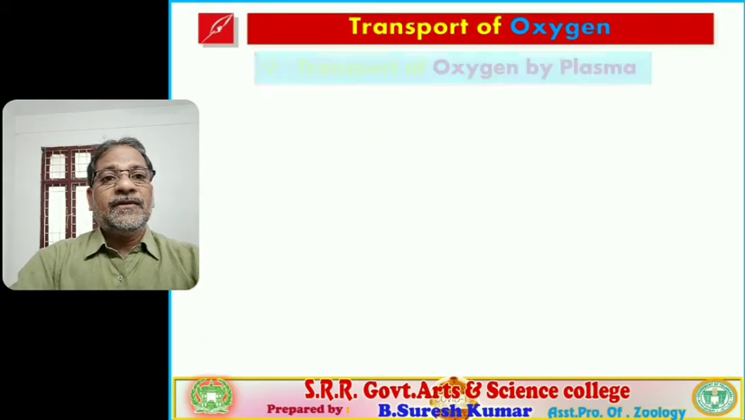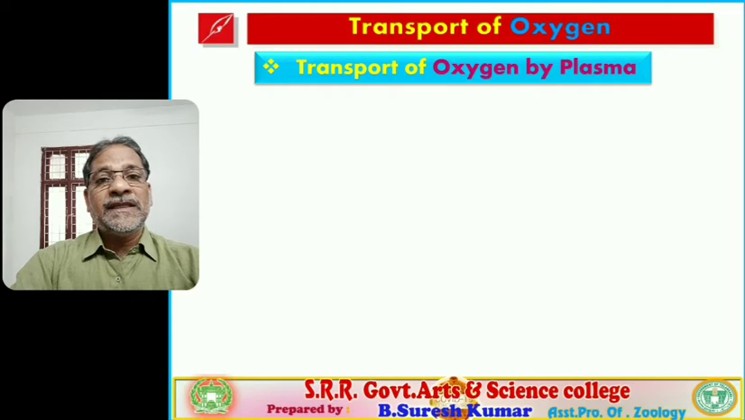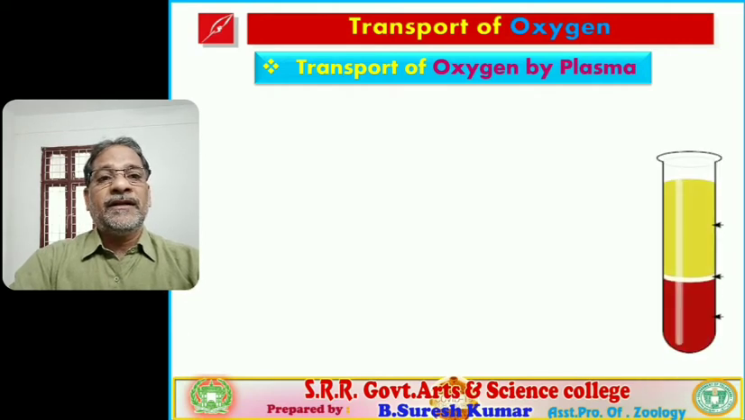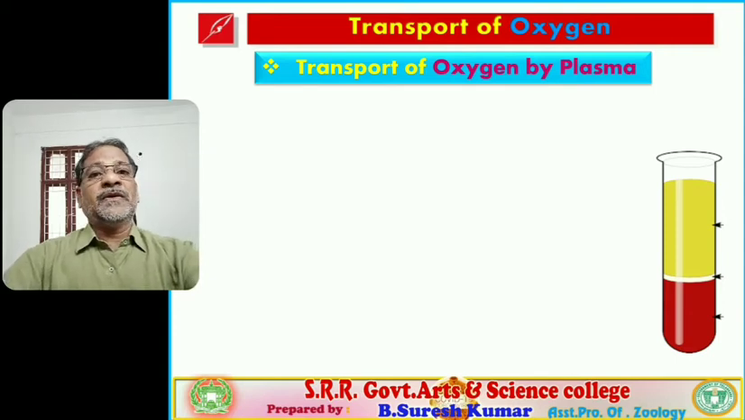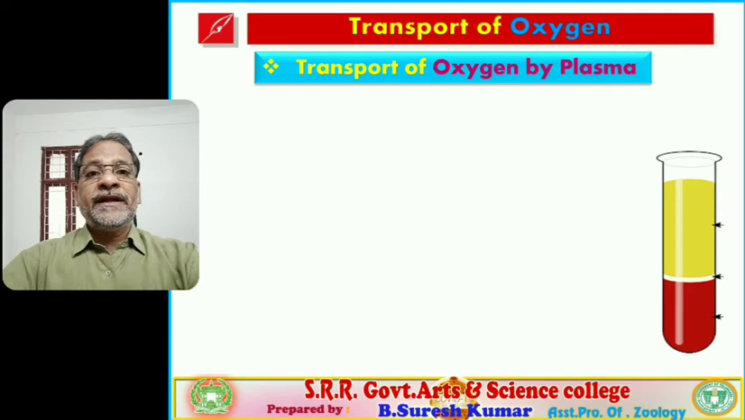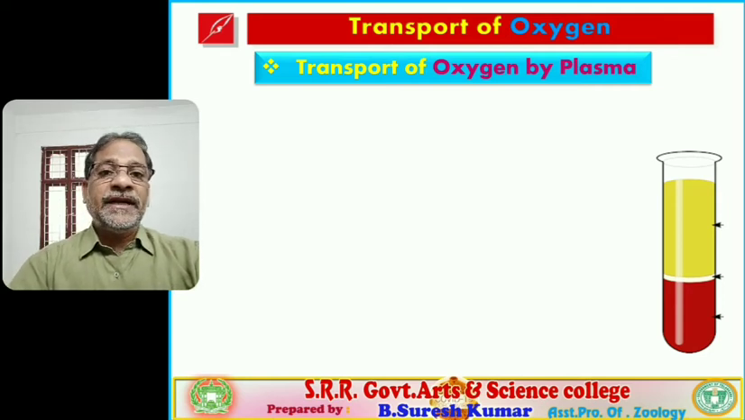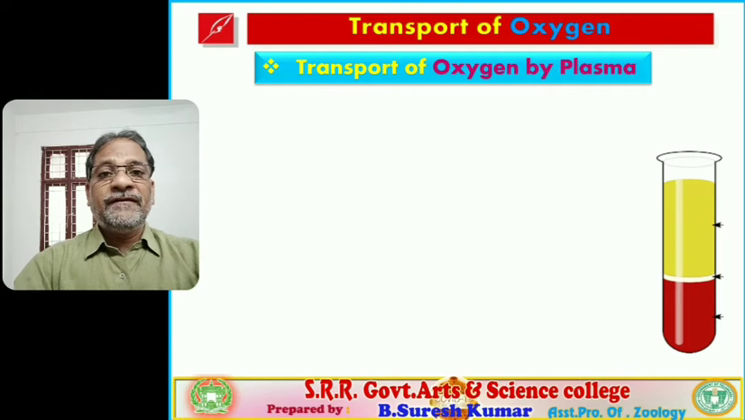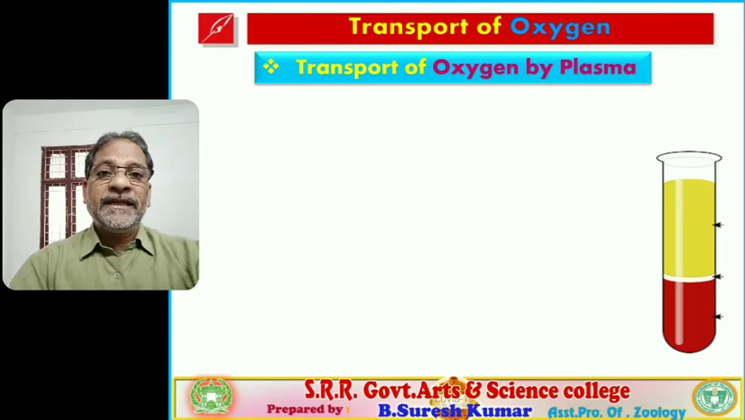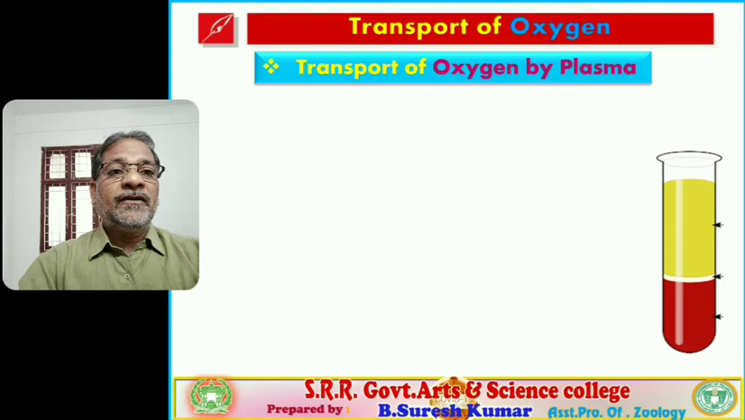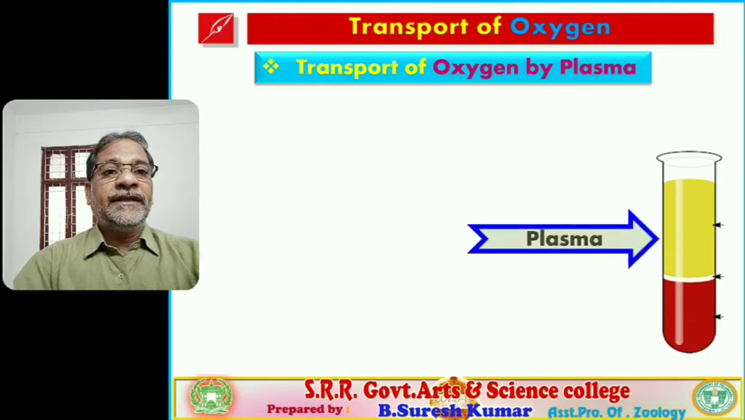Next, you see the detail of transport of oxygen by plasma. What is plasma? The plasma is the liquid matrix of the blood. The blood is a fluid connective tissue. It is a circulating tissue, one of our body fluids. If we observe the blood after clotting, at the base the red color precipitation is present, in the middle a white color layer is present, and above a yellow color liquefied layer is present. That is plasma.